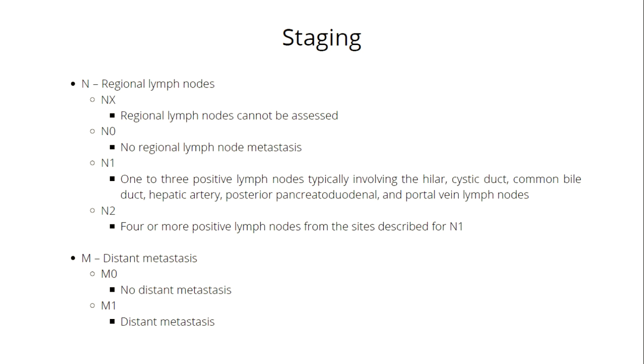Next is the N, the regional lymph nodes. For the NX, regional lymph nodes cannot be assessed. And for the N0, no regional lymph node metastasis. And for the N1, 1 to 3 positive lymph nodes typically involving the hilar, cystic duct, common bile duct, hepatic artery, or the posterior pancreatoduodenal and portal vein lymph nodes. And for the N2, 4 or more positive lymph nodes from the sites described for N1. And for the last, the M, is the metastasis. For the M0, there is no distant metastasis. For the M1, there is the presence of distant metastasis.